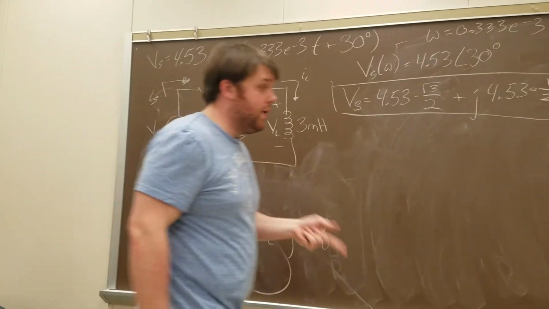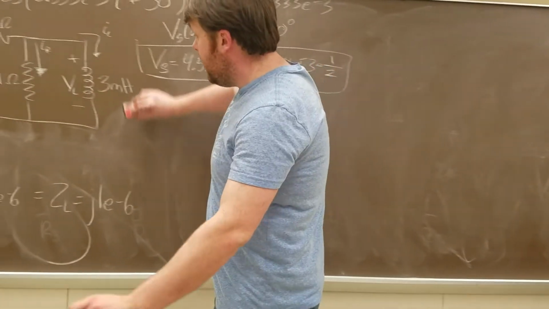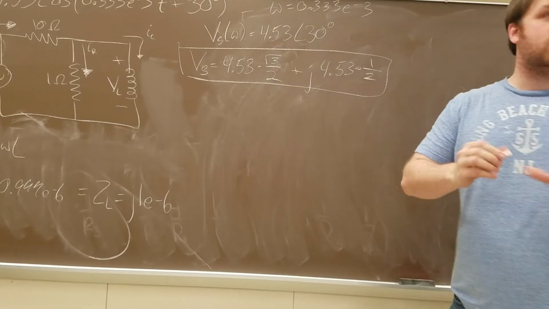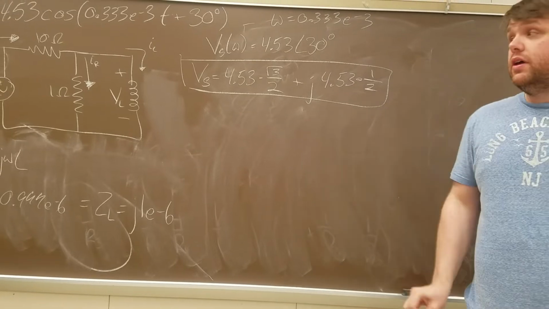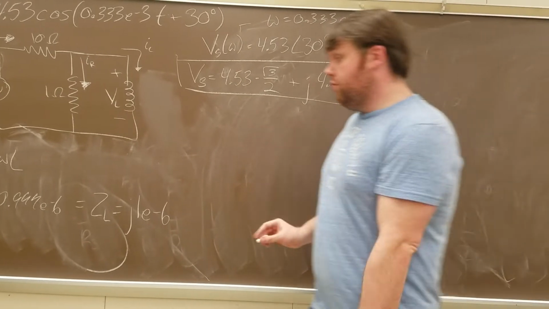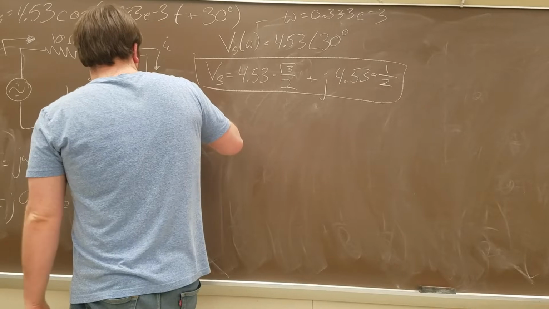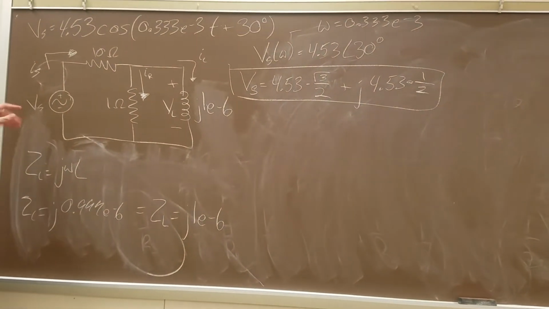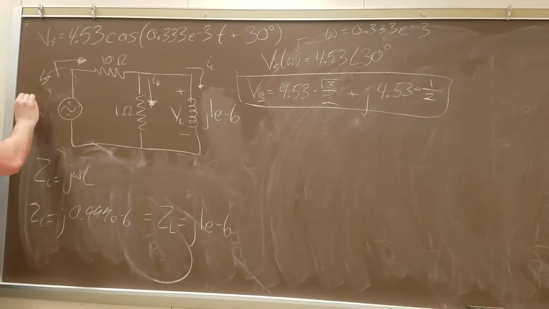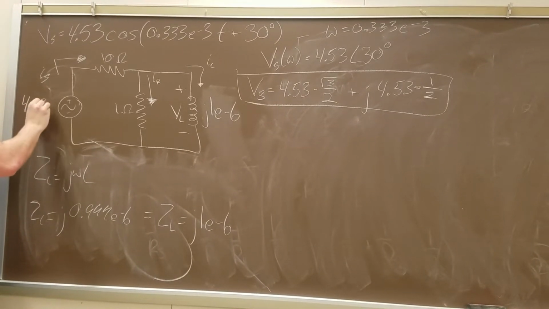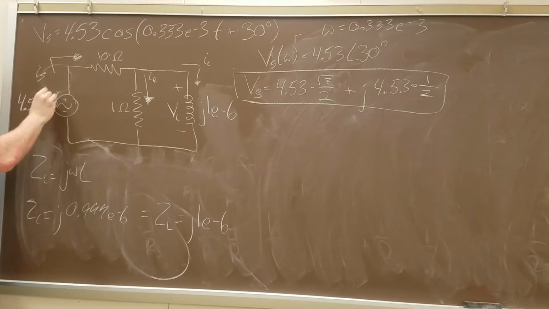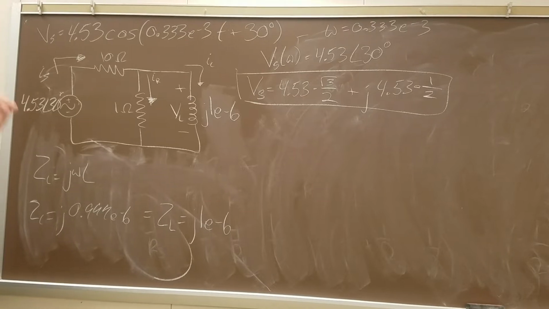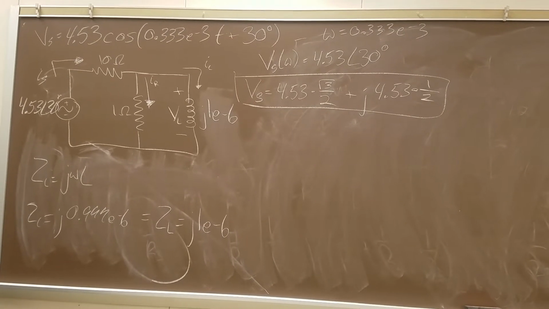So I can actually come back here. I'm just going to go ahead and erase this, because this 3 millihenries no longer has anything to do with the problem. Okay? That 3 millihenries was only there so we could solve for this J 1e negative 6. Only reason it's there. All right? And this Vs here, we're just going to go ahead and call this our 4.53 angle 30 degrees.